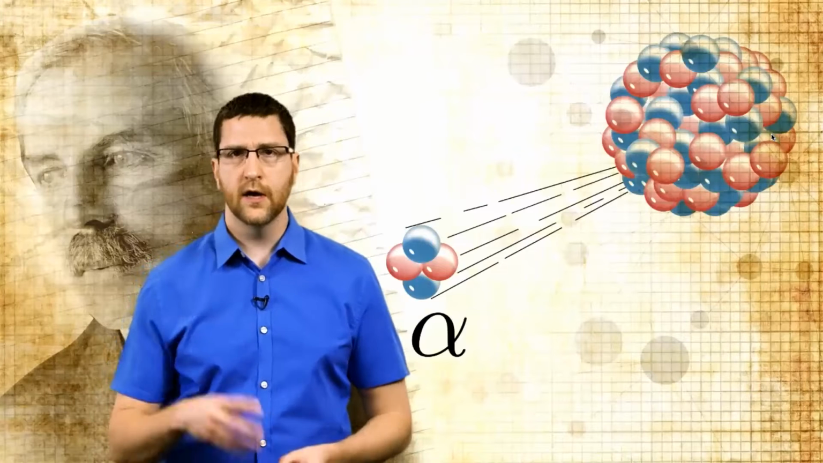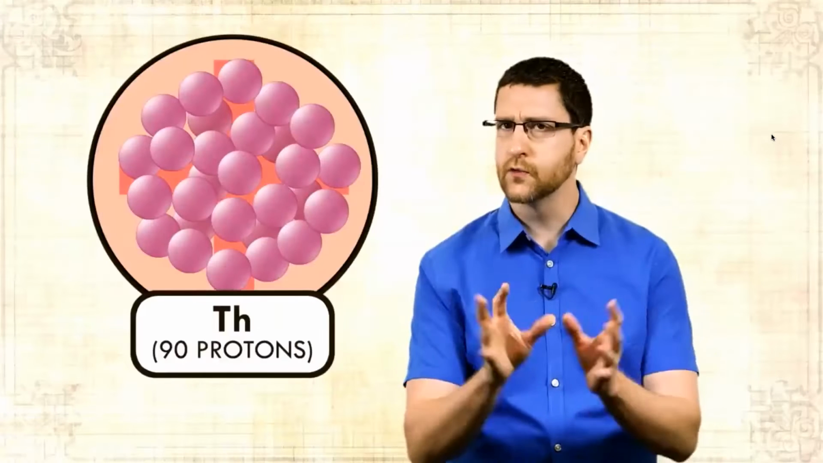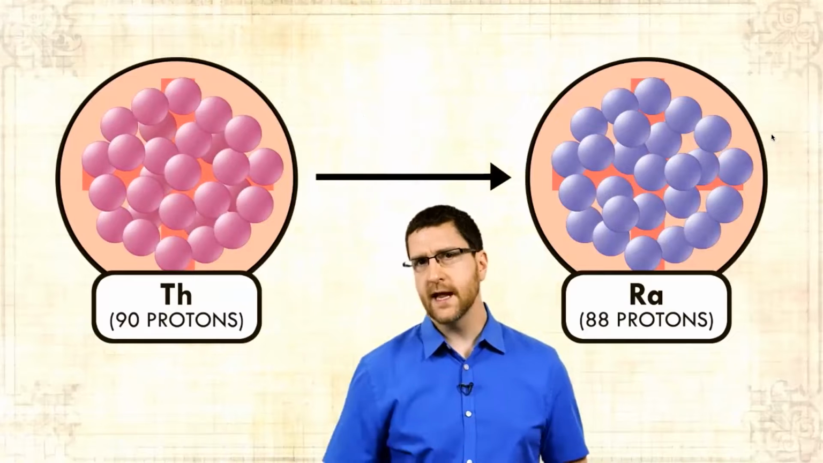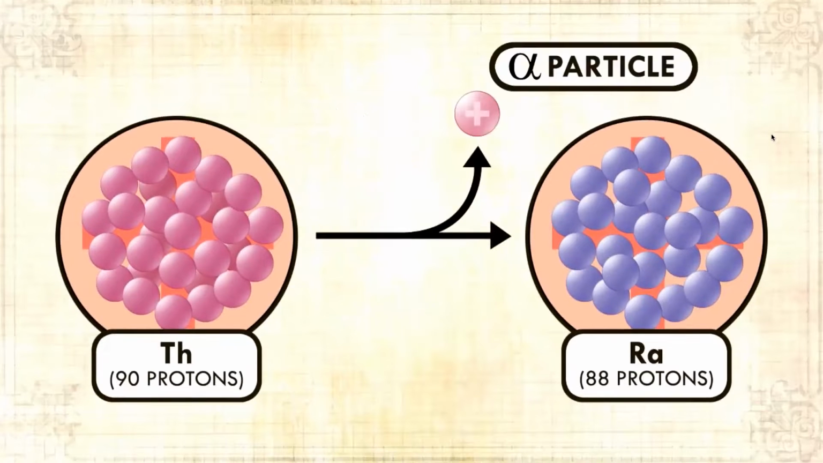A better understanding of radiation led Rutherford to discover nuclear decay. When an element like, say, thorium produces radiation, it can become a whole new element. Since radiation is particles escaping from the nucleus, if the number of protons in that nucleus change, then the product is a new element. Rutherford now wanted to use radiation to learn more about atoms themselves.